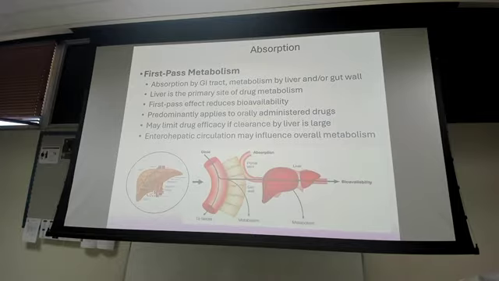Also, rectal medications can undergo first pass as well. It varies, but those can also undergo first pass. So we think that we're missing it, but depending on how it is absorbed, some of it does go through first pass metabolism also.